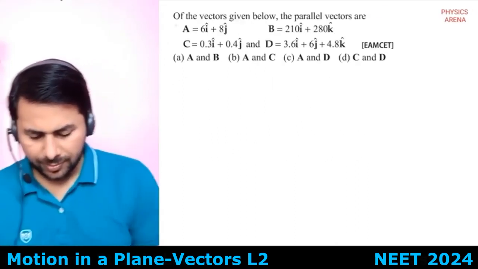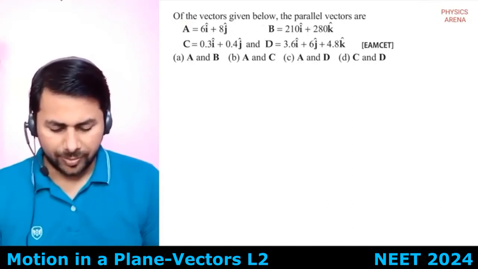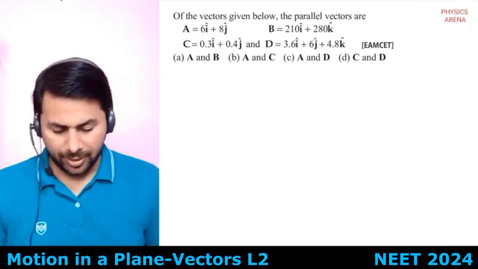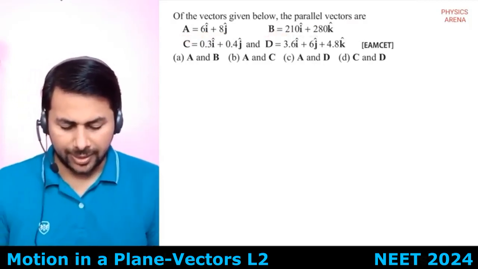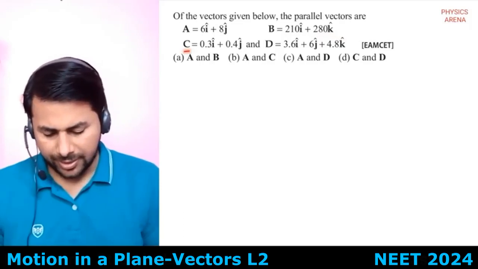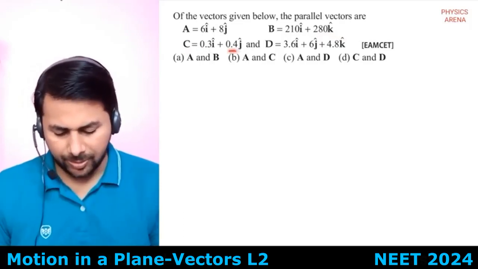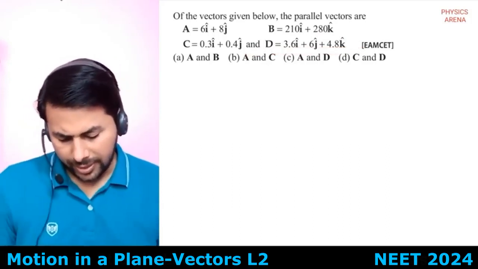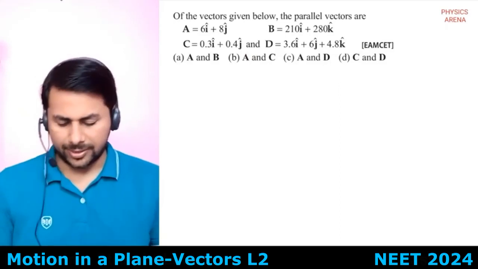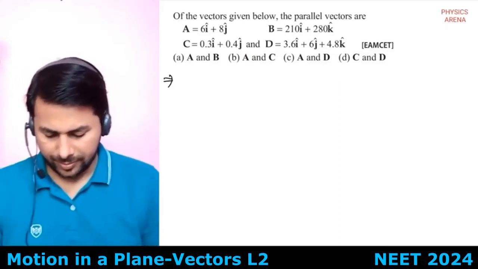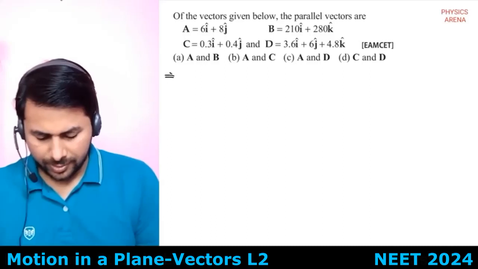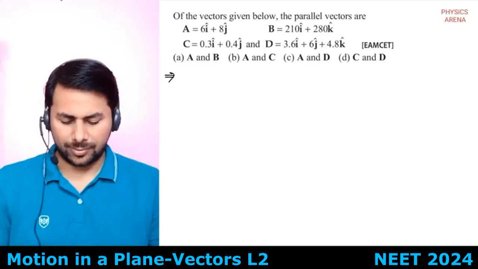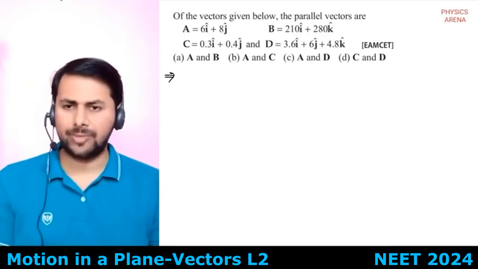Next one. Of the vectors given below, the parallel vectors are A bar is equal to 6 I cap plus 8 J cap, B bar is equal to 210 I cap plus 280 K cap, and C bar is equal to 0.3 I cap plus 0.4 J cap, and D bar is equal to this thing. So then, what are parallel vectors of these? Ratio must be equal, sir, in parallel. Right, very good. So ratio must be equal.